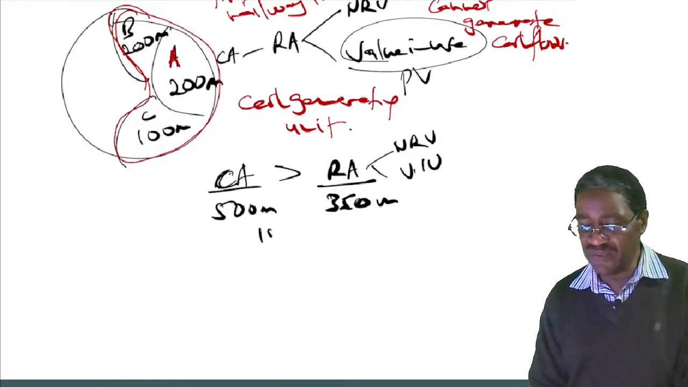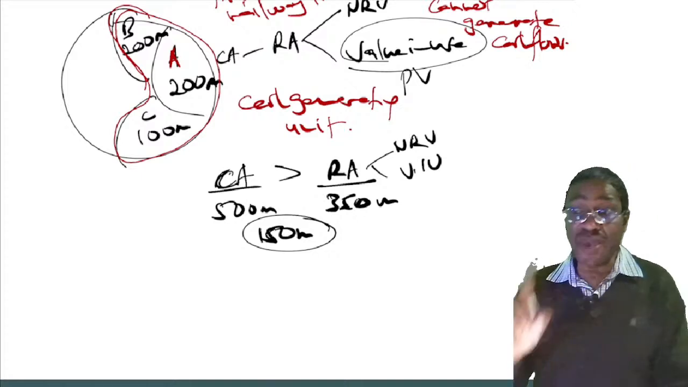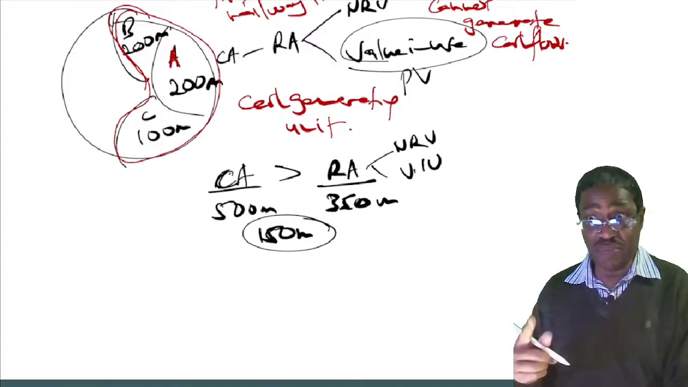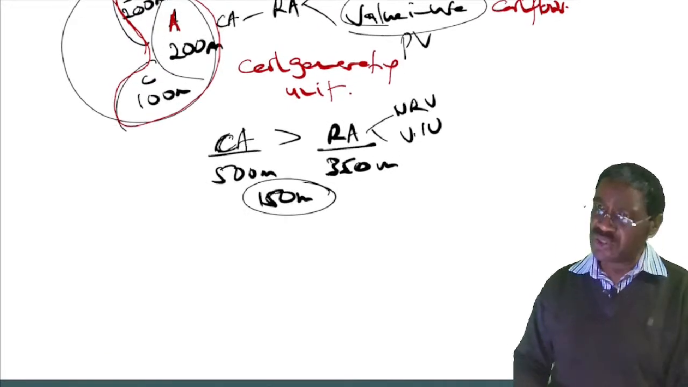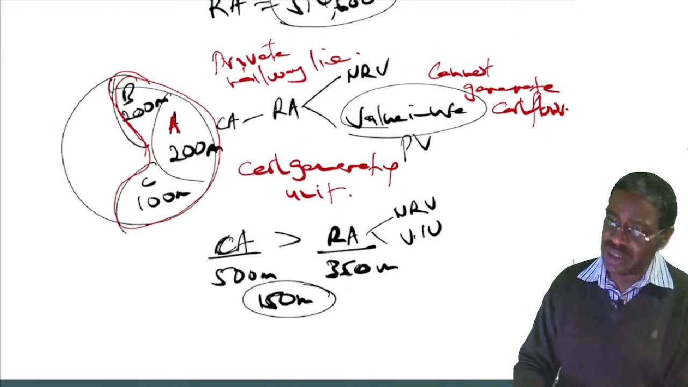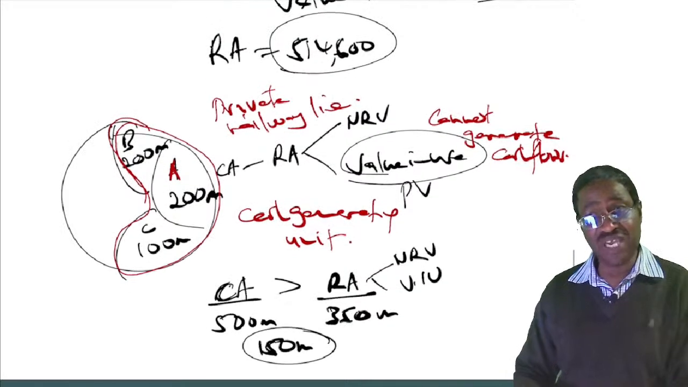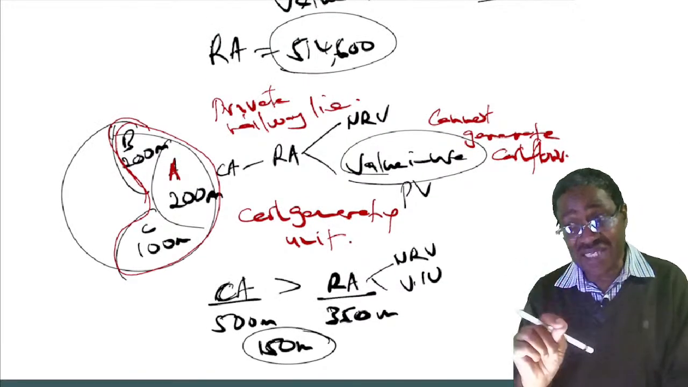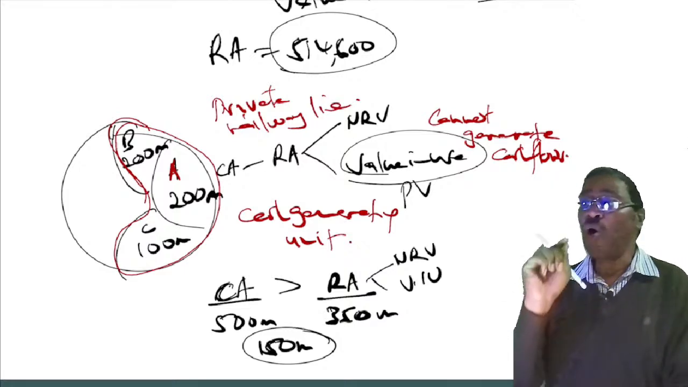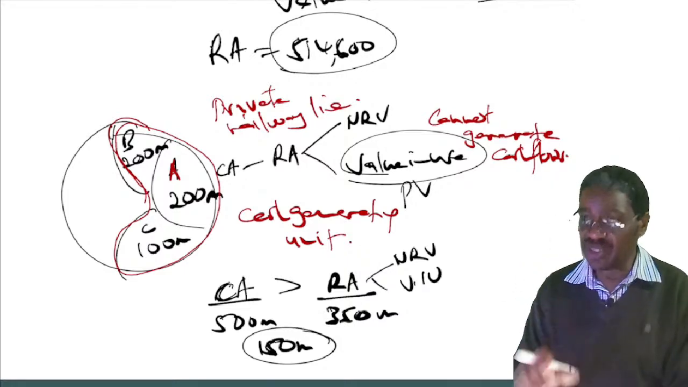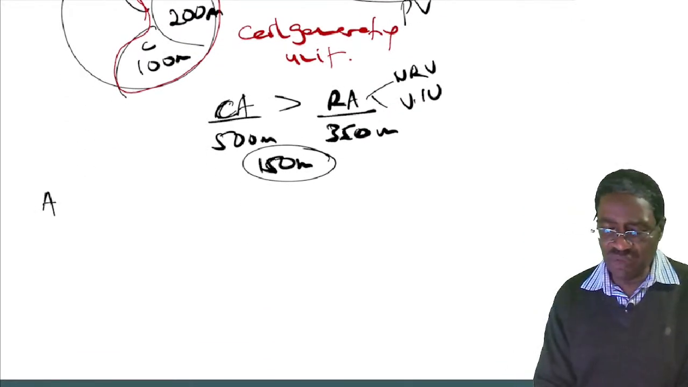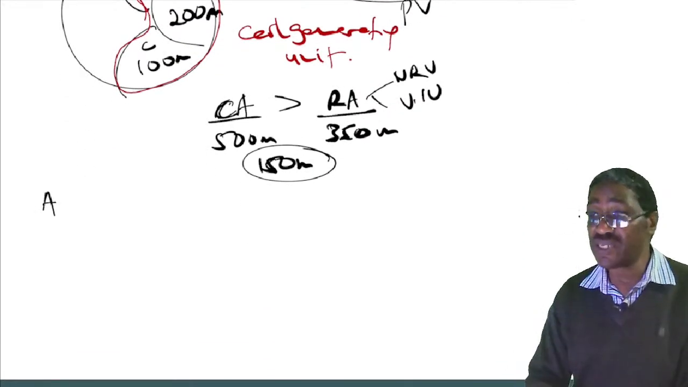So the unit has suffered how much? 150. Listen, once you determine the impairment loss of the unit, that loss should be allocated to the assets in the unit on the basis of their carrying amount. For example, how much out of the 150 will you write off against asset A?